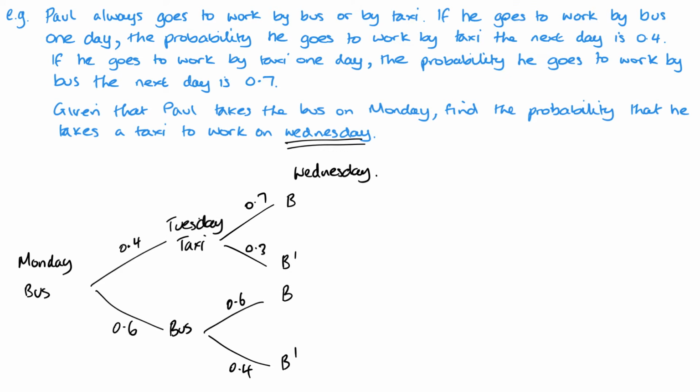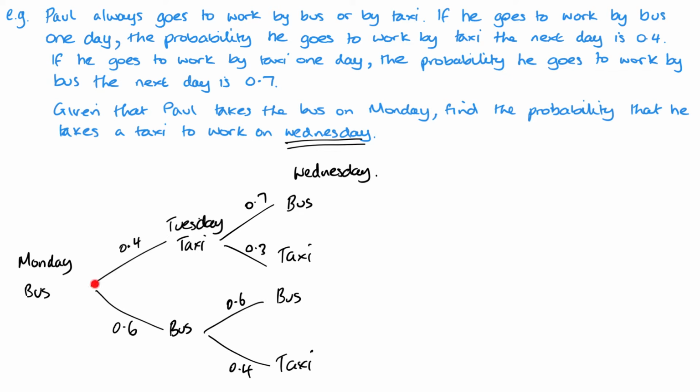Taxi, bus. If I'm looking up here, this was bus and taxi, and these were the same, weren't they? Bus and taxi. So maybe in this kind of case it's better to use words. Now we've got to find the probability that he takes a taxi to work on Wednesday. So we want this scenario and this scenario.